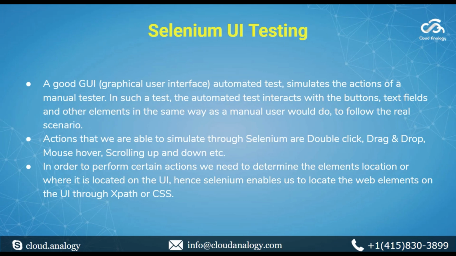A good graphical user interface automated test simulates the actions of a manual tester. In such a test, the automated test interacts with the buttons, text fields, and other elements in the same way as a manual user would do to follow the real scenario. Actions that we are able to simulate through Selenium are double click, drag and drop, mouse hover over the element, scrolling up and down. In order to perform certain actions, we need to determine the element location or where it is located in the UI. So we use XPath or CSS selector to locate the UI elements.